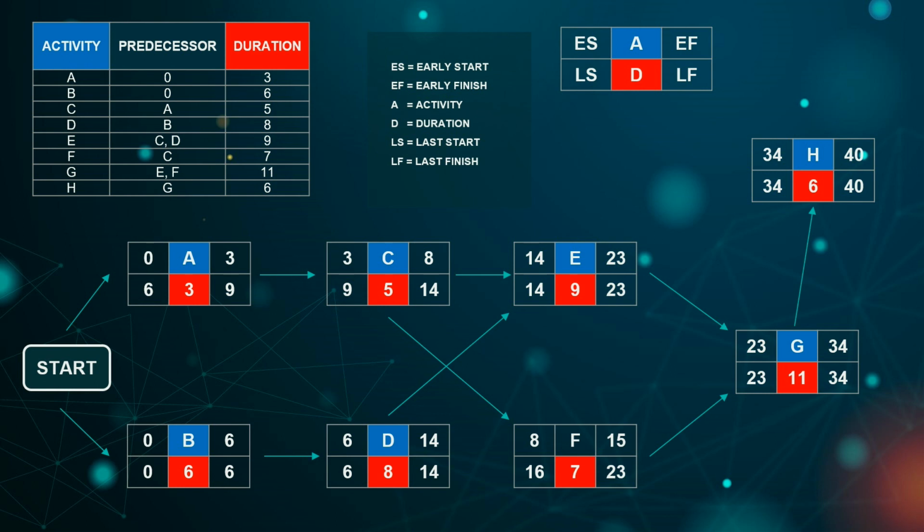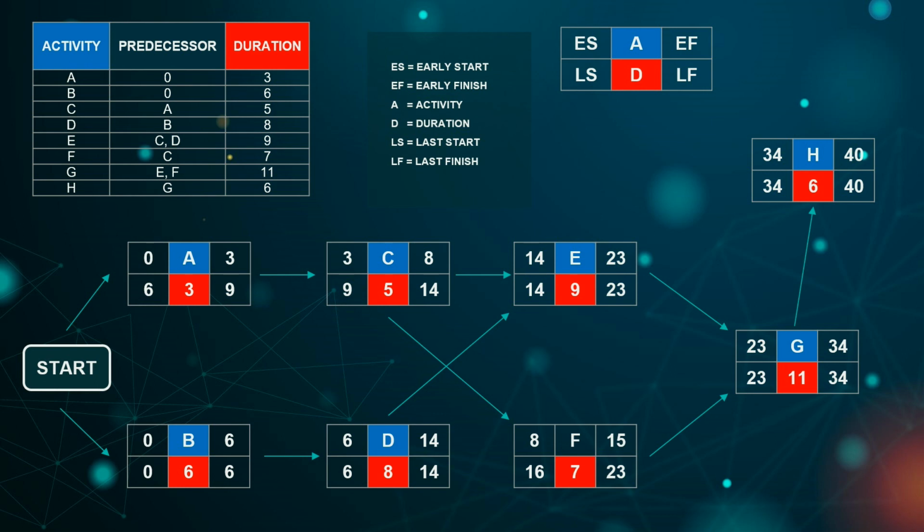For activity E and G, the previous activities before them have different EF. For example, activity E has two different predecessors. For this case, we will choose the highest one. At the end of the flow, the EF for the last activity, activity H, indicates the duration taken for the project to be finished.